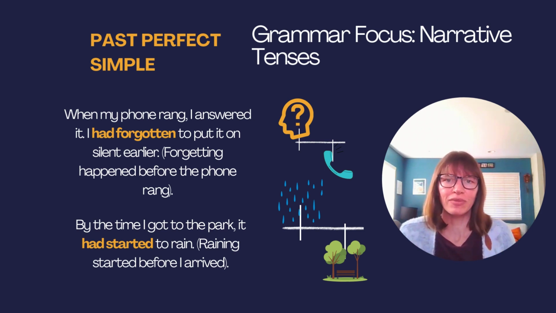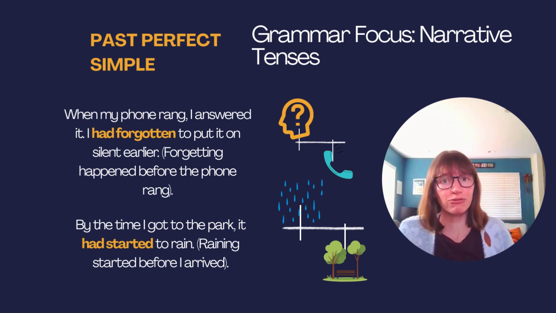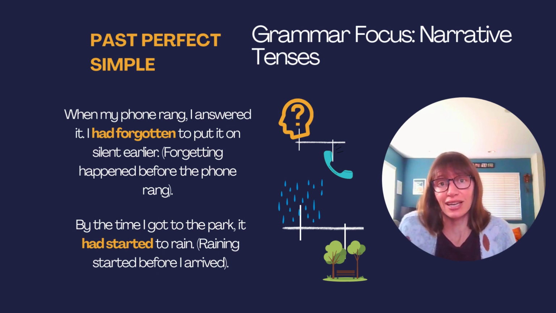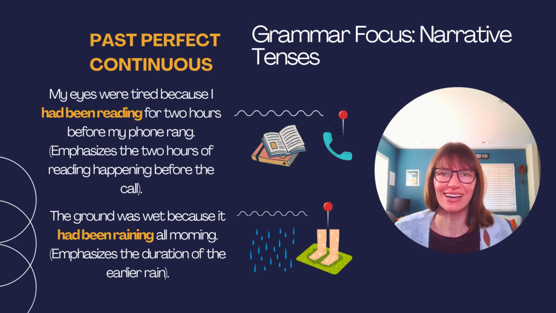Another example, by the time I got to the park, it had started to rain. So the raining happened before I got to the park. Maybe as I was walking to the park, it started to rain, and I got to the park and it was raining. And now you have made it to the last of our 4 narrative tenses for today, the past perfect continuous.